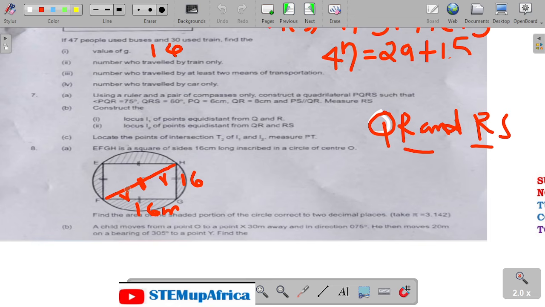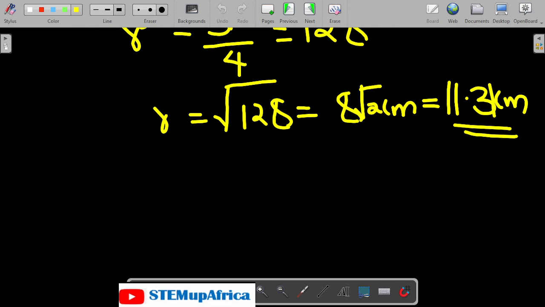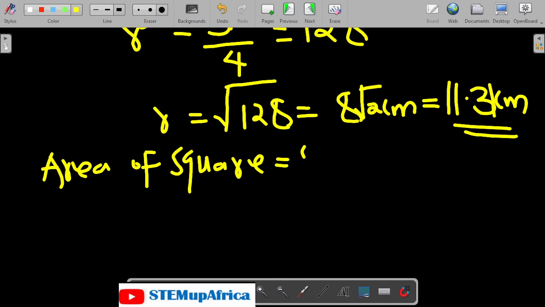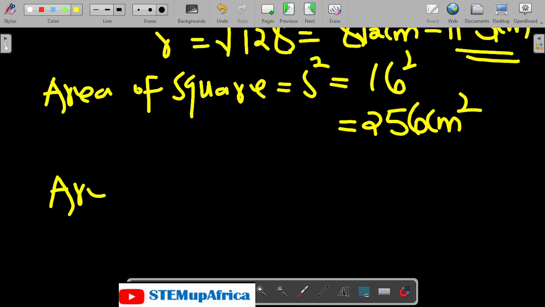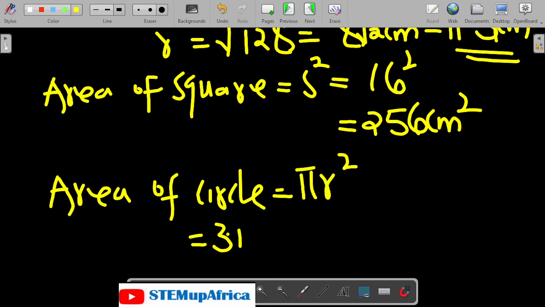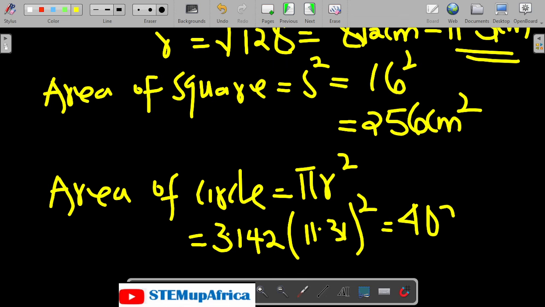Okay, so with that, I can get the area of the square. So what is the area of the square? The formula is s square. What is s? S is the side, which is 16 square. I'm going to have 256 centimeter square. So let's also find the area of the circle. That will give us pi r square, which is 3.142 times 11.31 all squared. If I square 11.31 times 3.142, that will give us 402.2 centimeter square. This is now the area of the circle.